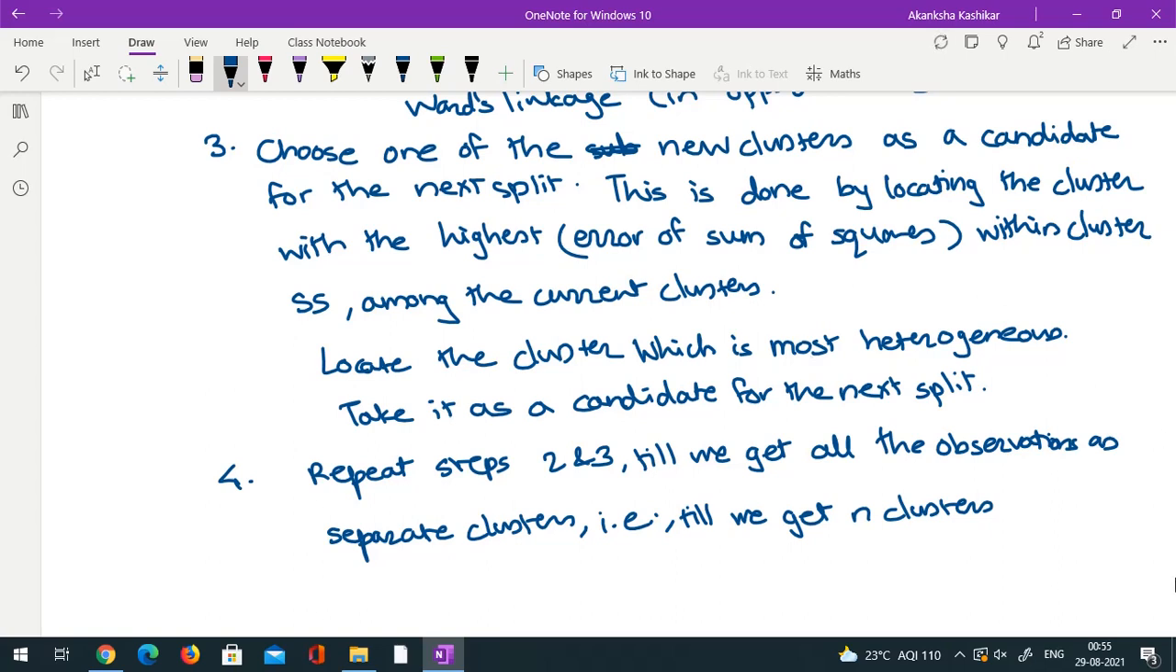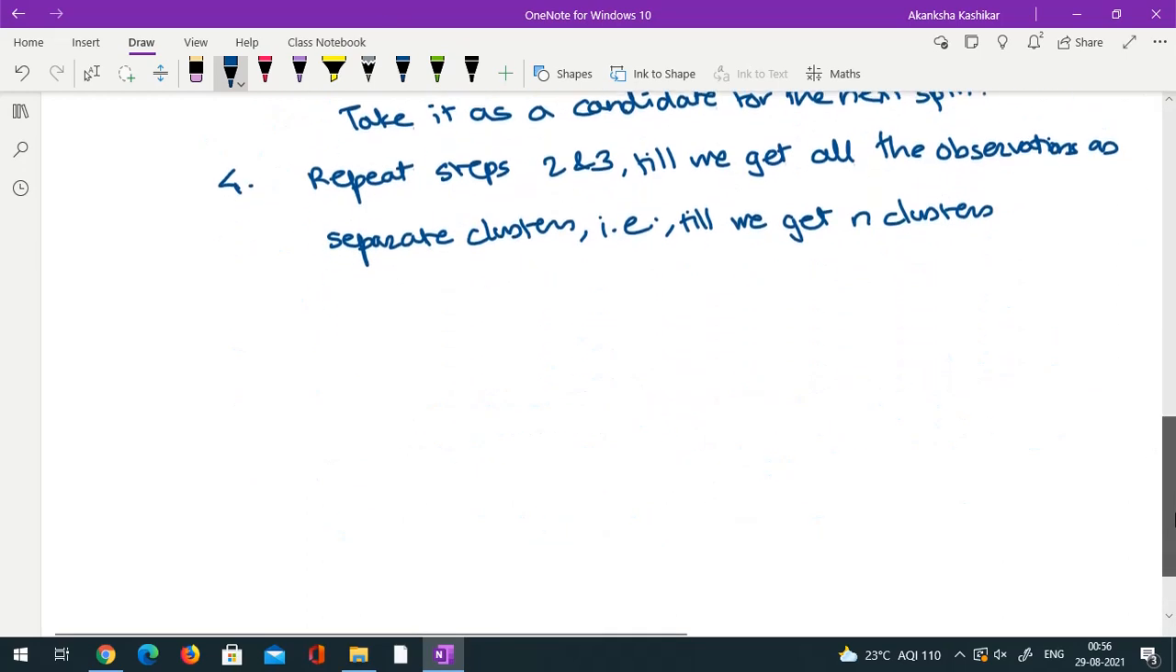Okay. So we have this candidate cluster. You split it again either via two means or via Ward's linkage. Then again among the new clusters, you locate the cluster with the highest heterogeneity and you go on repeating this process. Is it okay? Is it clear how the divisive algorithm is supposed to work? So carrying it out manually is slightly difficult because you'll need so many two means at every step. But if you get the idea, then you can write a code.